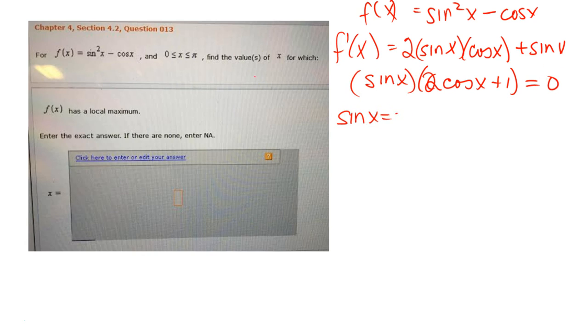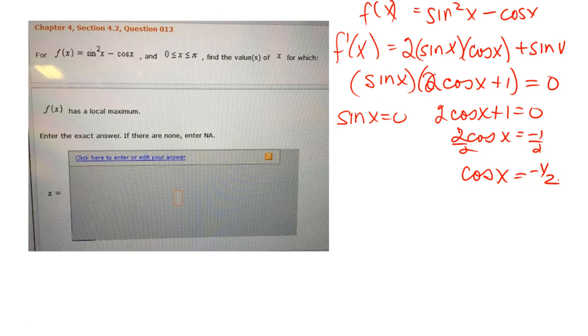So we want to know where the sine of x is equal to 0, and where this is equal to 0, which means, alright, so on an interval between 0 and pi, including those, sine of x is 0 at 0 and pi. Now I don't know if he expects you to know the unit circle, but we want to know where the cosine is equal to a negative 1/2.